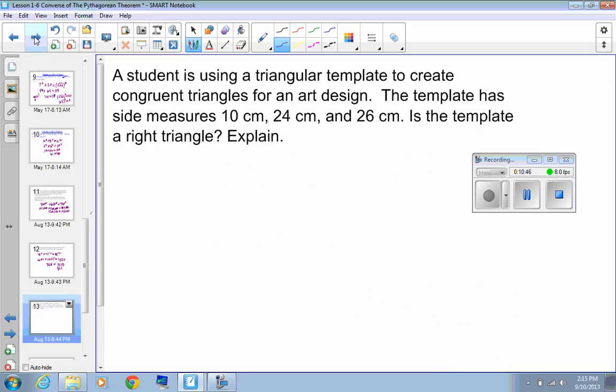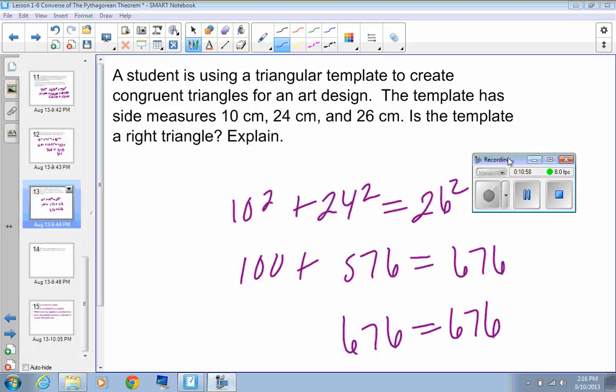Go ahead and try this one. Again, we're using a squared plus b squared equals c squared to see if it forms a right triangle. You should have answered yes, because when you take 10 squared plus 24 squared, it equals 26 squared. You want to make sure you're showing all of your work so that you are able to prove whether or not the equation that you've created is true.